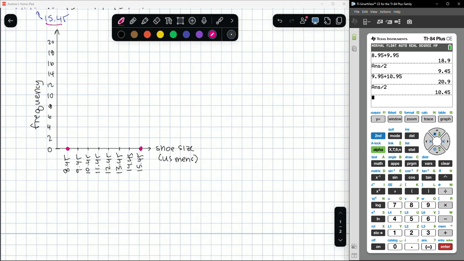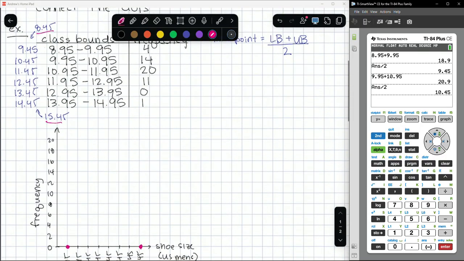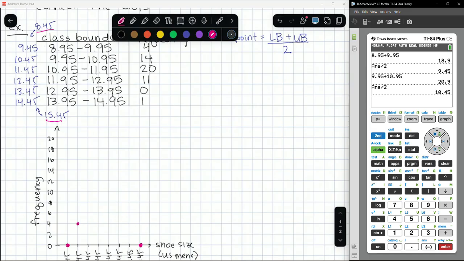I should always have a closed polygon. That's why it got its name, a frequency polygon. It's forming a closed shape with respect to the x-axis. From here, I'm just going to plot heights at midpoint. So I'm going to go up to 4, maybe if my pen decides to cooperate, and then 14, and then 20, and then we come back down to 11, and then 0, and then 1, and then 0.